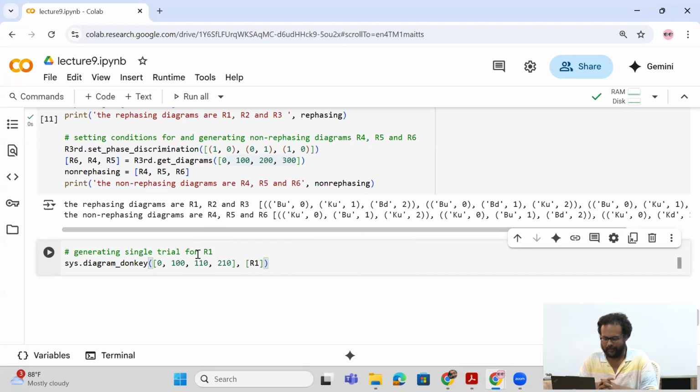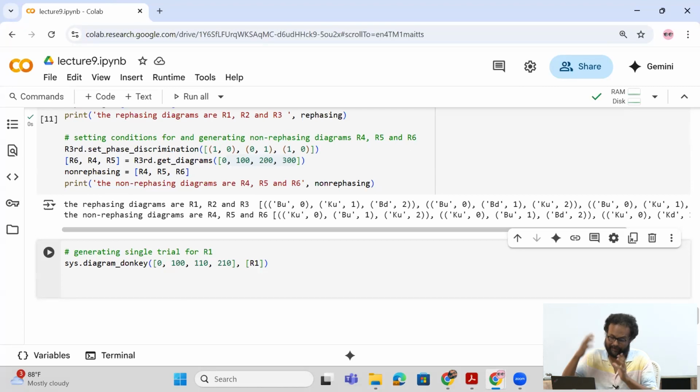For example, for R1 diagram, I just inputted 0, 100, 110, 210 as my times. And those are, I think, more critical than anything else. Diagram donkey is such that you just need to put one thing. So the system knows, okay, these are my initial conditions to start with. It's probably not the best way to do this, but that's okay. We need to find a more elegant way to give inputs, which we will do at some point.